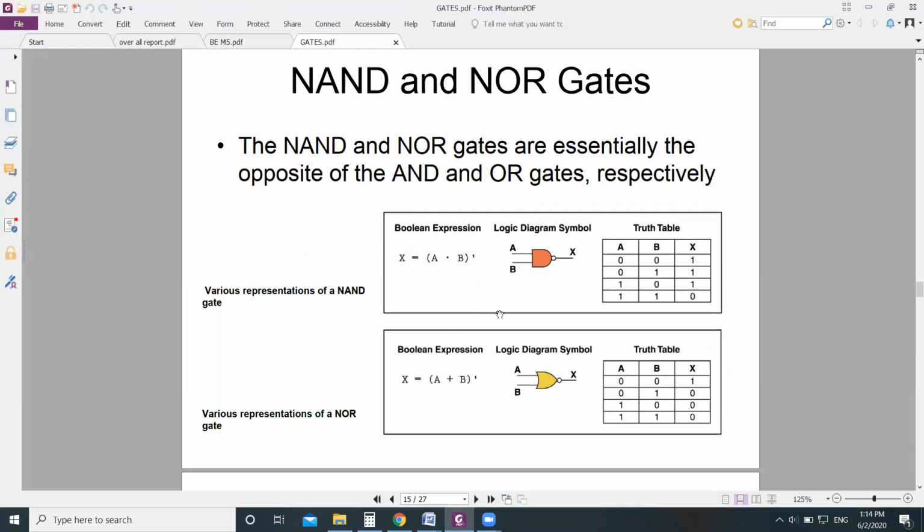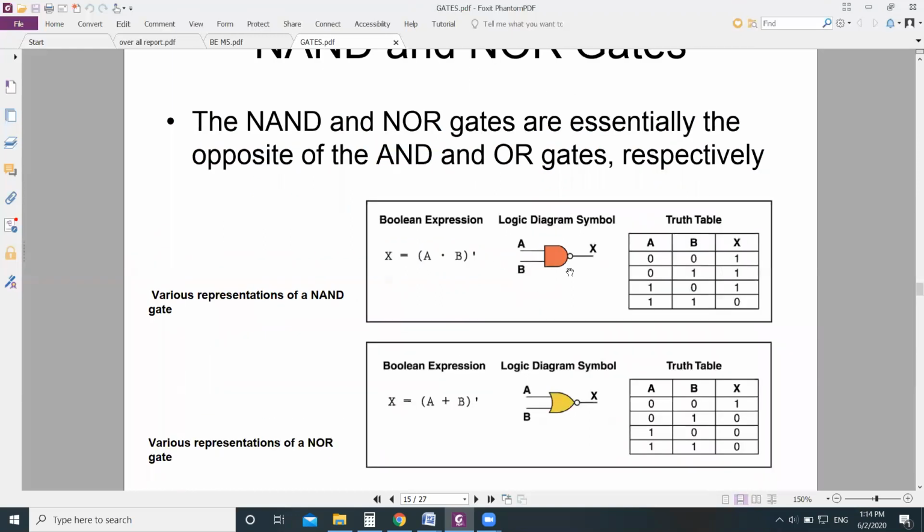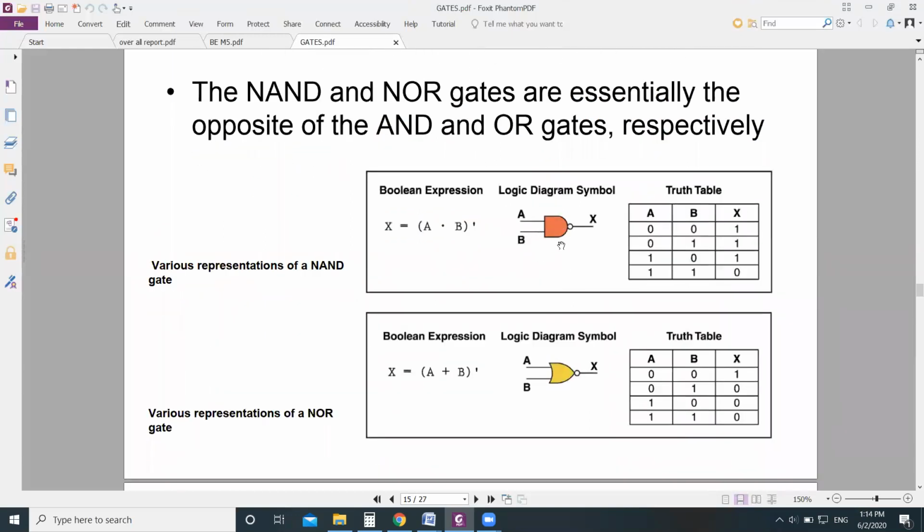So the first one is the NAND gate. You can see over here it is an AND gate. Just see this symbol. This is an AND gate. In front of the AND gate, I am putting one bubble. So this will make our NAND gate. Here also we require a minimum of 2 inputs, and the output will be only one, that is X. What this NAND gate does is the reverse operation of an AND gate.